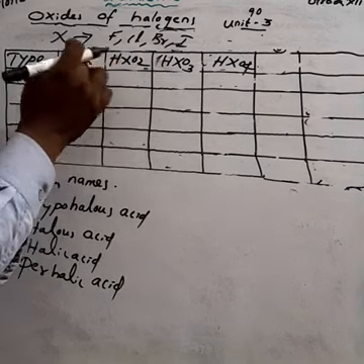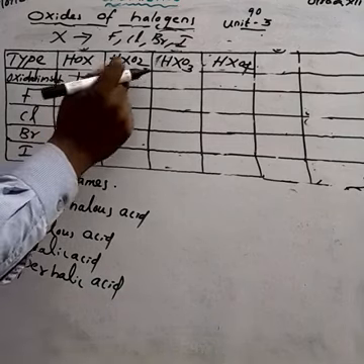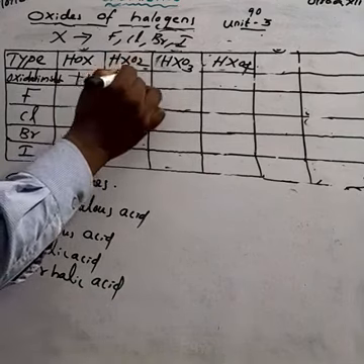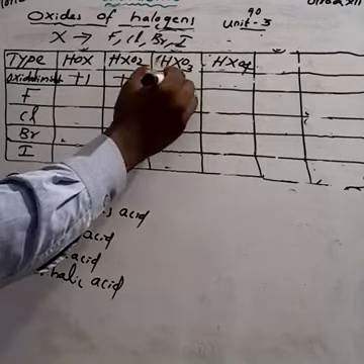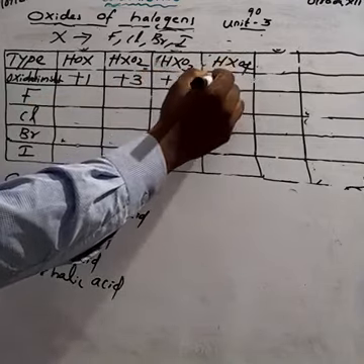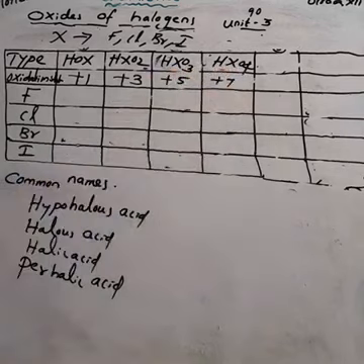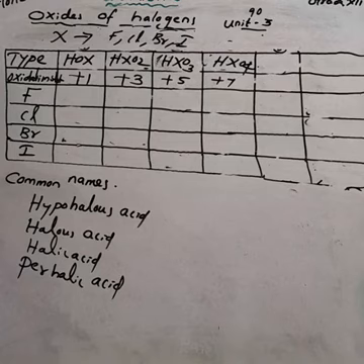Hypohalous acid, for example, is +1. Next, HXO2 is the +3 oxidation state. HXO3 is the +5 oxidation state. HXO4 is the +7 oxidation state. Okay, do you have any doubt, my dear children, about finding the oxidation state? If you have any doubt, please ask me.